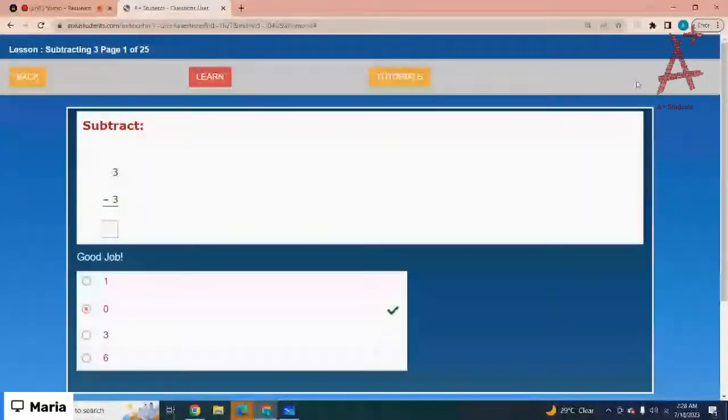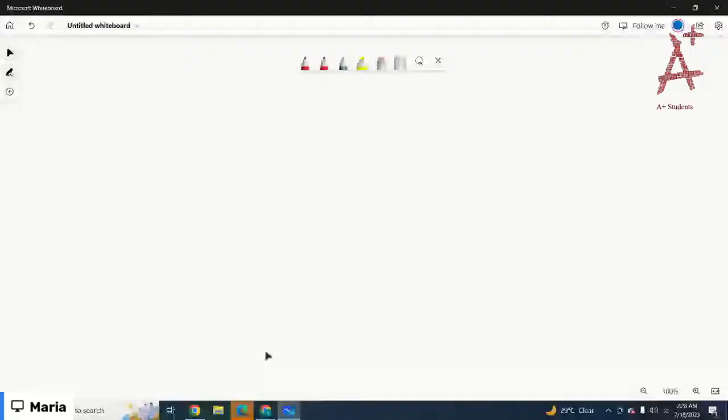Okay, the next one is 12 take away 3. So you can use any method that is easy for you. Either you can make lines or you can go back. So it would be 12, 11, 10 and 9. Just go back 3 numbers, that would be 9. So 12 take away 3 equals 9. So the correct option is 9.